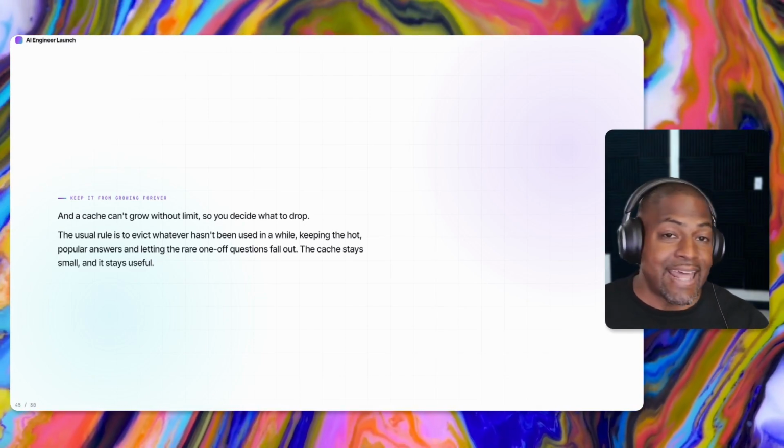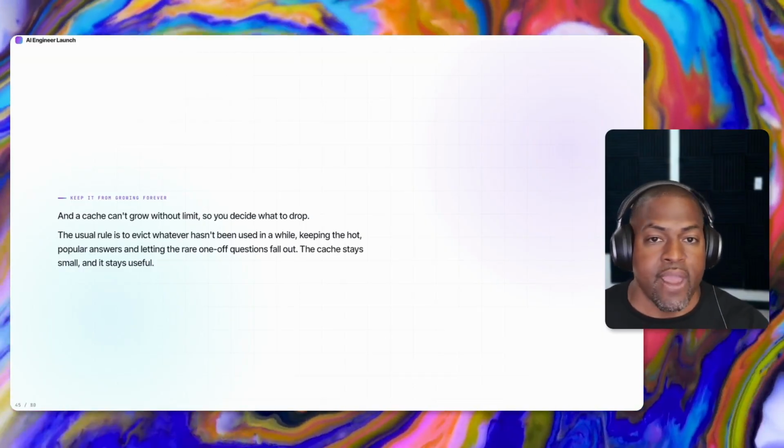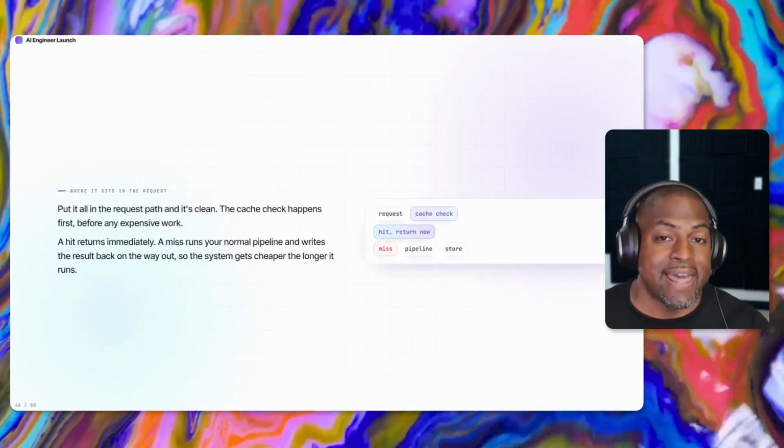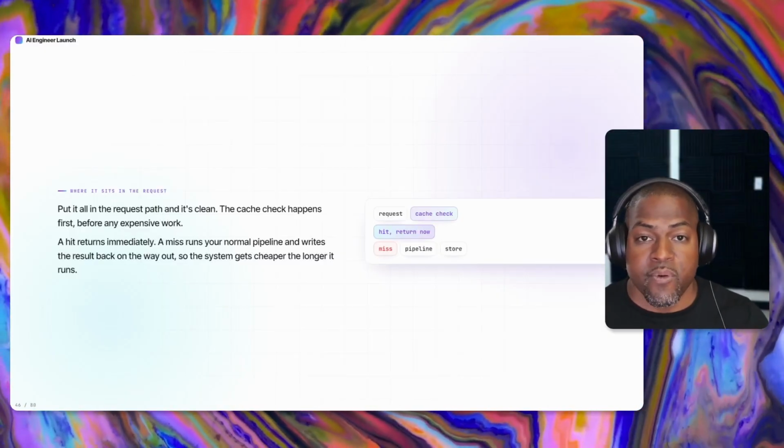Put it all in the request path and it's clean. The cache check happens first, before any expensive work. A hit returns immediately, a miss runs your normal pipeline and writes the result back on the way out. So the system gets cheaper the longer it runs.